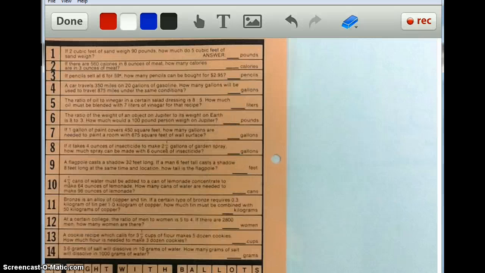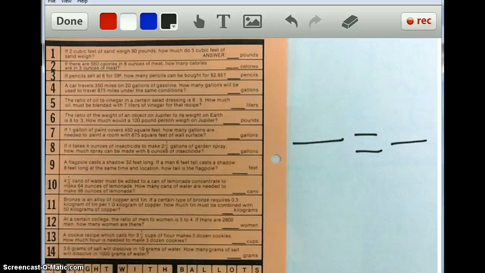Number 6 was another one that was a little bit of trouble. So the first thing I'm going to do, even before I read it, I'm just going to put my line equals line because it'll be so much easier if I just set it up that way. It will save you much heartache. So then I read the whole question. The ratio of the weight of an object on Jupiter to its weight on Earth is 8:3. How much would a 100-pound person weigh on Jupiter?